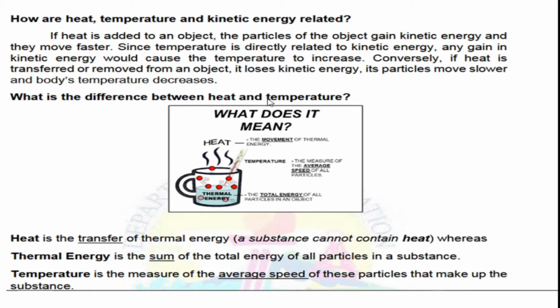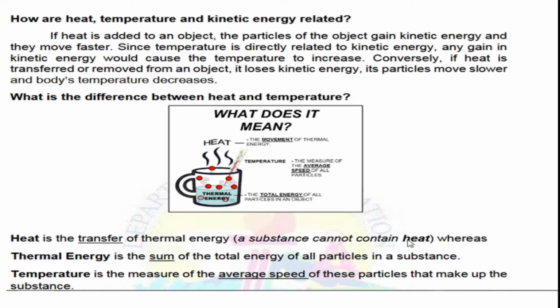Ano ba ang kaibahan ng heat at temperature? What does it mean? For example, this is one cup of hot water. So, what is heat? Heat is the movement of thermal energy. Or, heat is the transfer of thermal energy.